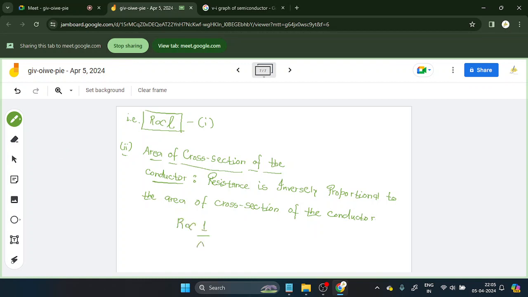Let us say area is A. So R is inversely proportional to area. It's equation number 2.